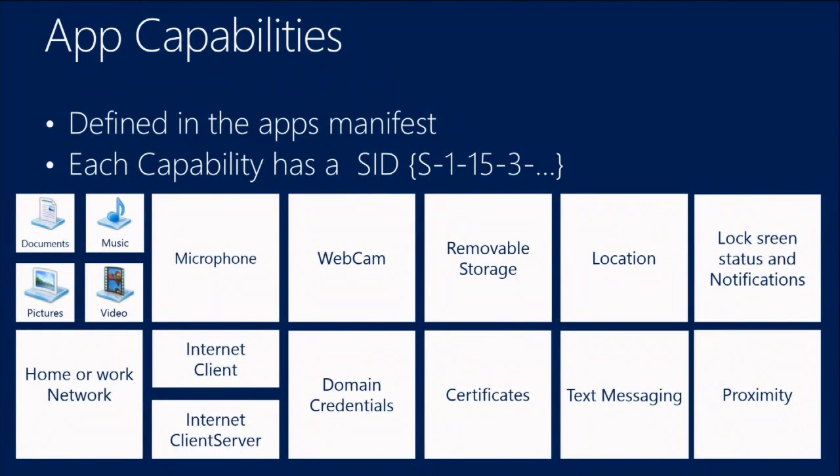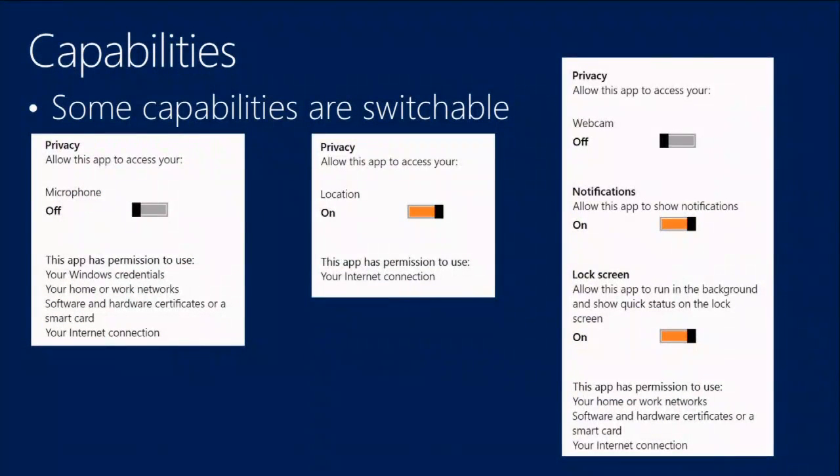Actually, app capabilities are like user groups in Windows. You have the app in the app container, and the app container gets capabilities to get access to certain resources on your system.